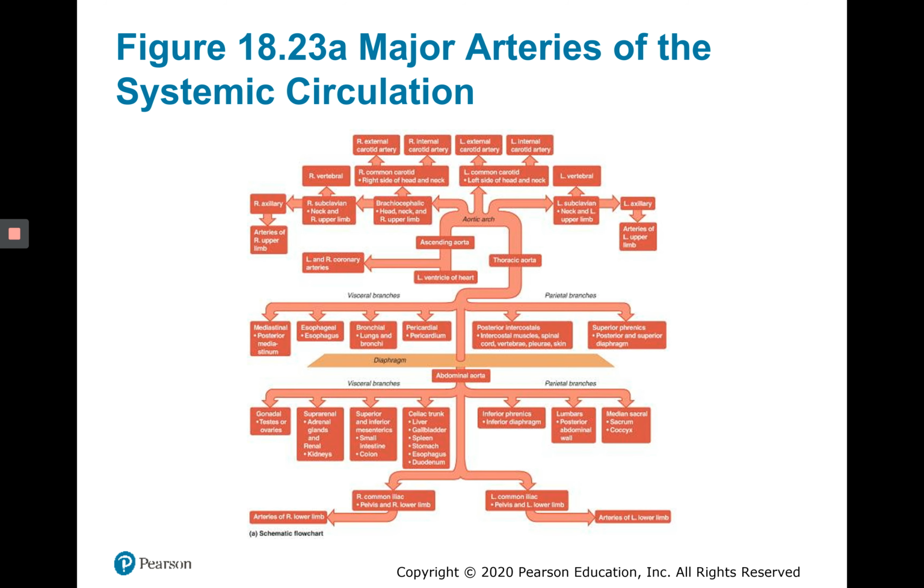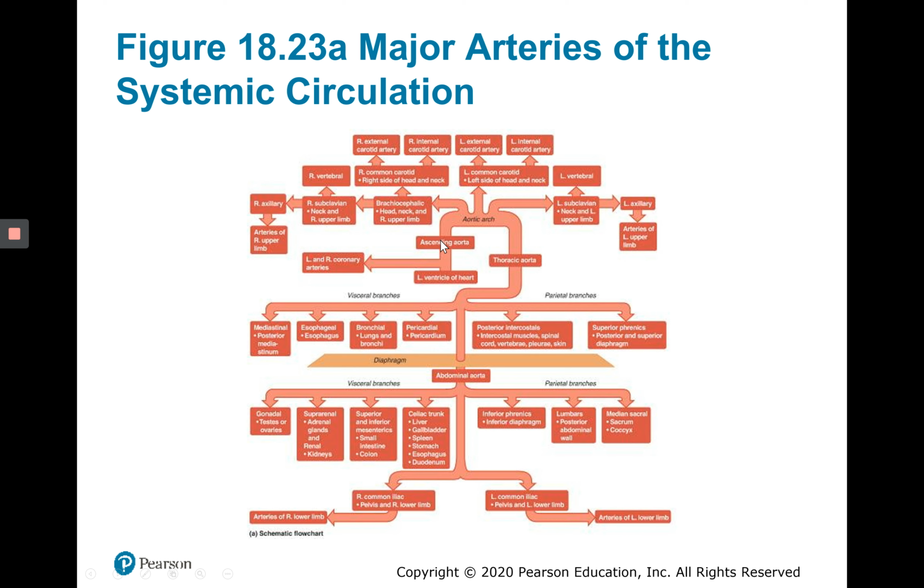So here I just want to look at the aortic arch, and then I'll point out some other stuff in a minute. But coming off the aortic arch, the first 3 branches from the left to the right are the brachiocephalic artery, the left common carotid artery, and the left subclavian artery. So it's common to know at least the first 3 branches off the aortic arch.